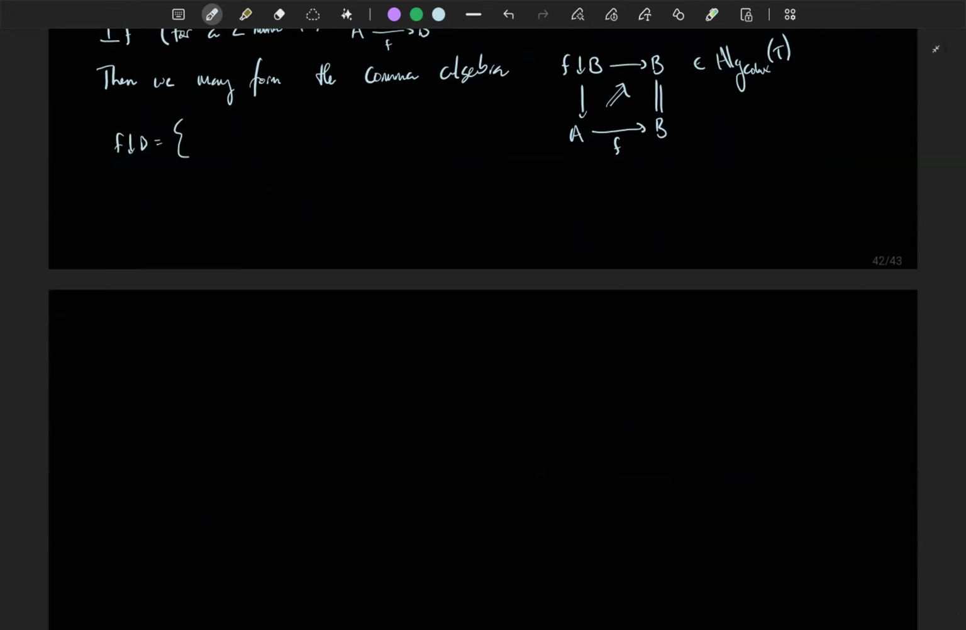Its objects are maps FA to B, and its morphisms are squares of the following form. So commuting squares of this form, where this is under F of something, and this is just anything. Pairs of maps like that.